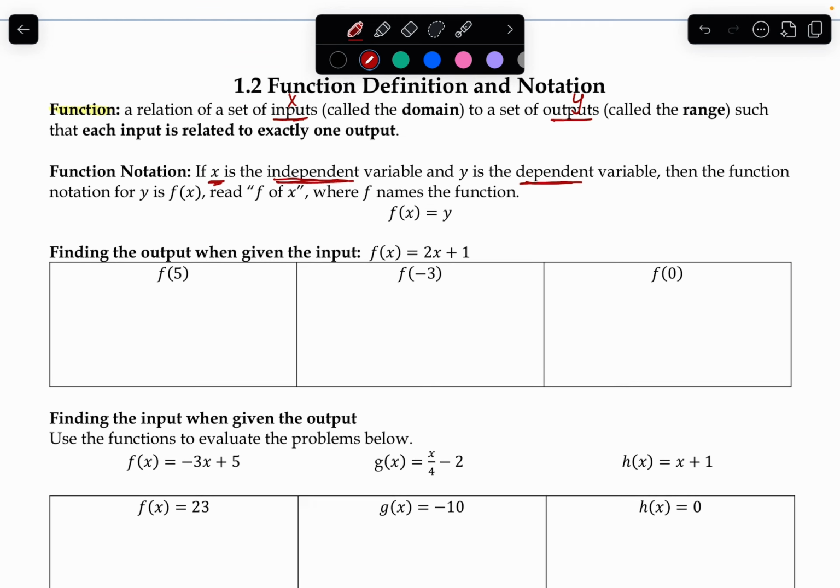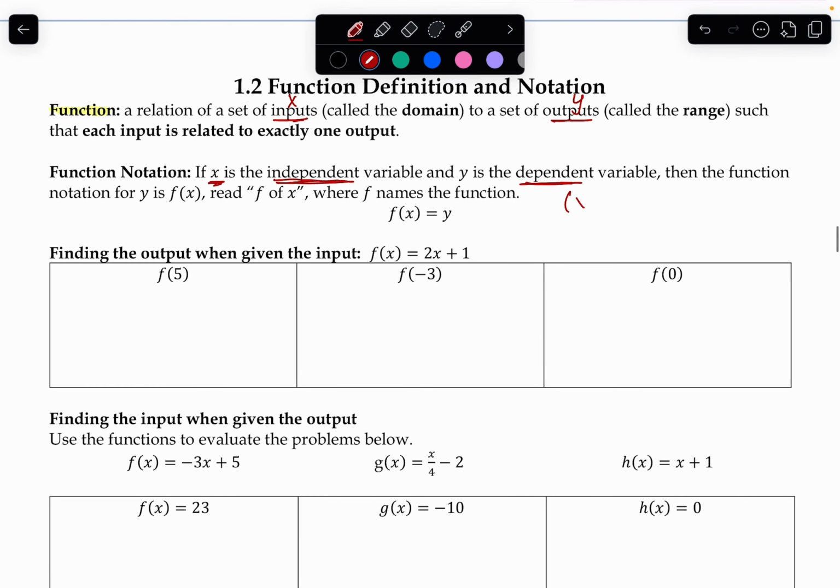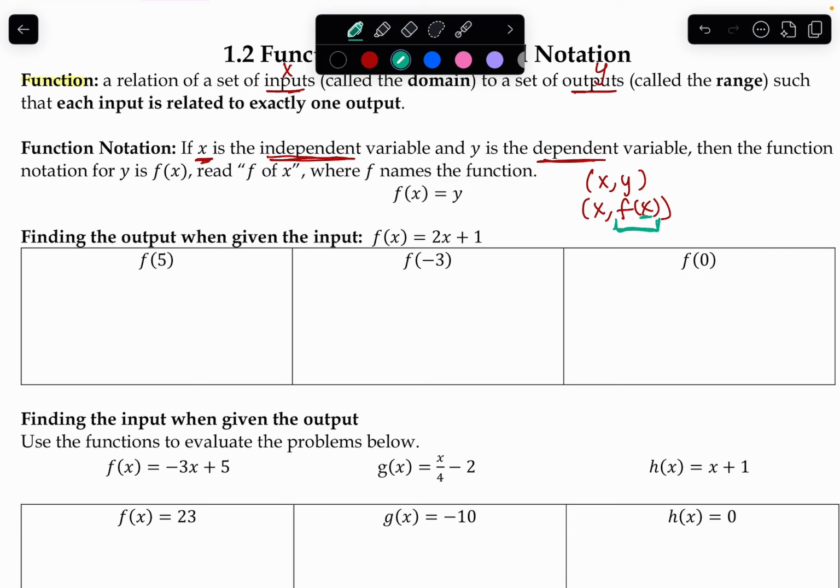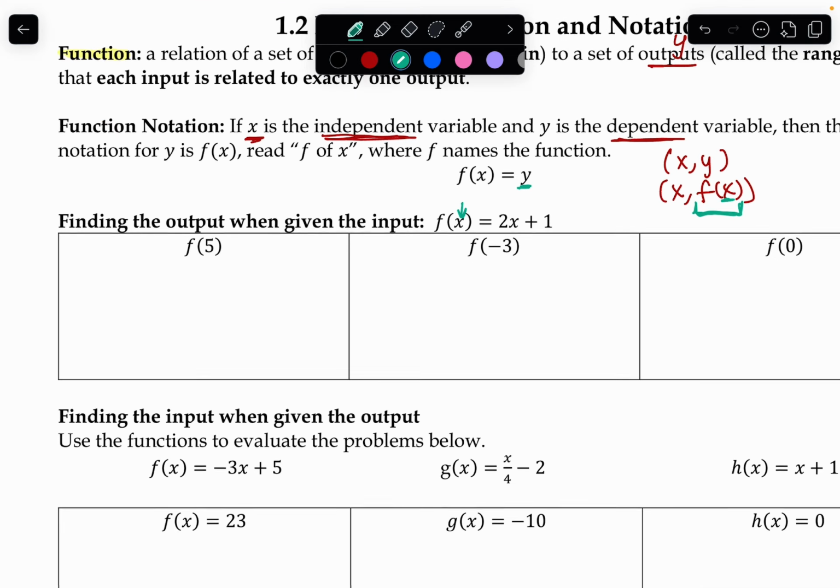And so we switch our notation. Instead of using x comma y, we replace the y with f of x, so that we can see which input gave us that output. It's just notation. Whatever is inside the parentheses is always going to be your x value. Whatever's outside the parentheses is going to give you the output, the y.